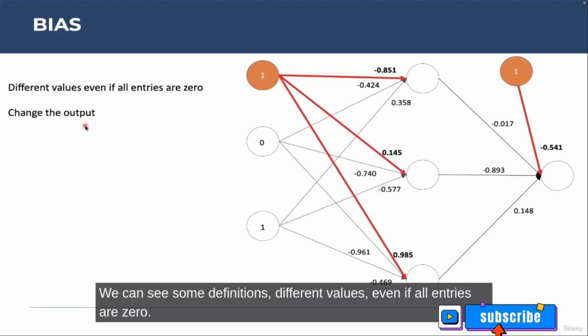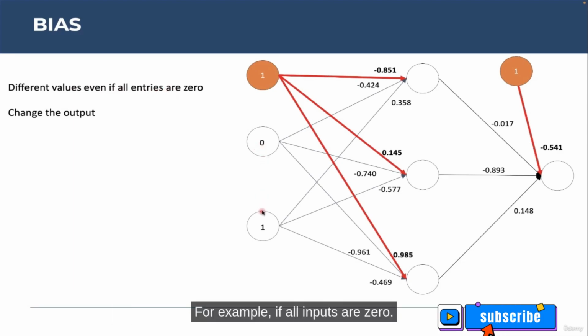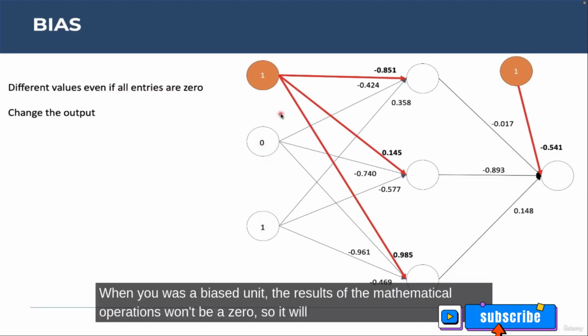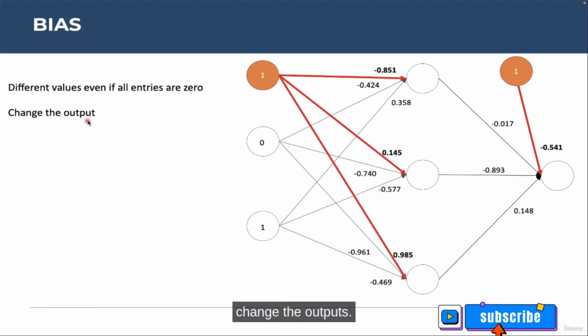We can see some definitions, different values even if all entries are 0. For example, if all inputs are 0, when you add a bias unit, the result of the mathematical operations won't be 0, so it will change the output.